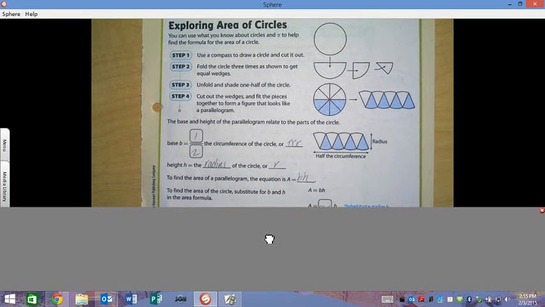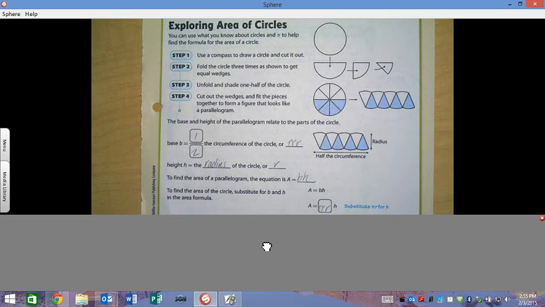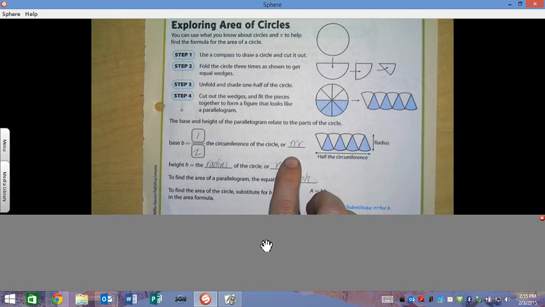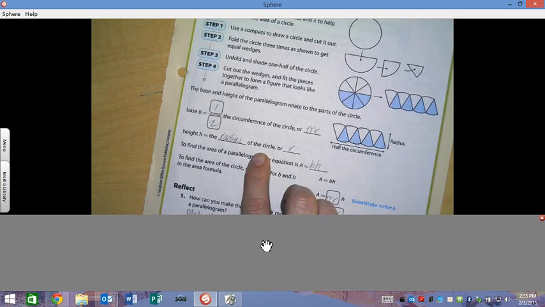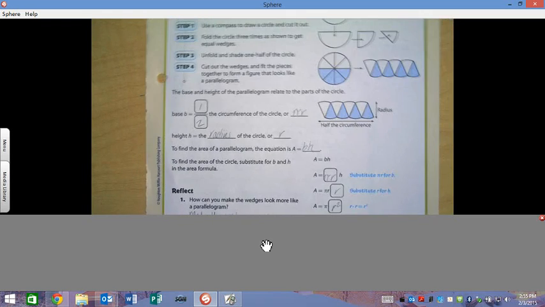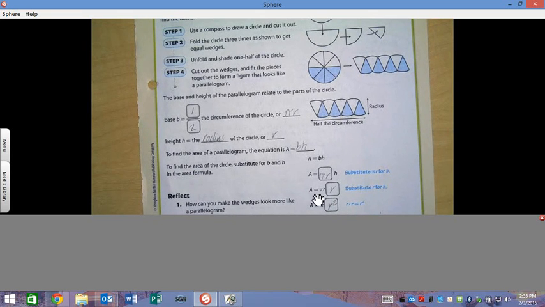To find the area of a circle, substitute for B and H in the area formula. So instead of B, we're going to do pi times R, like it is right here. And instead of H, we're going to substitute our radius, just like we did right here. Sorry, I pointed the wrong thing. So it's area equals pi times radius times radius, which is also radius squared. So our formula for area of a circle is always going to be pi r squared.